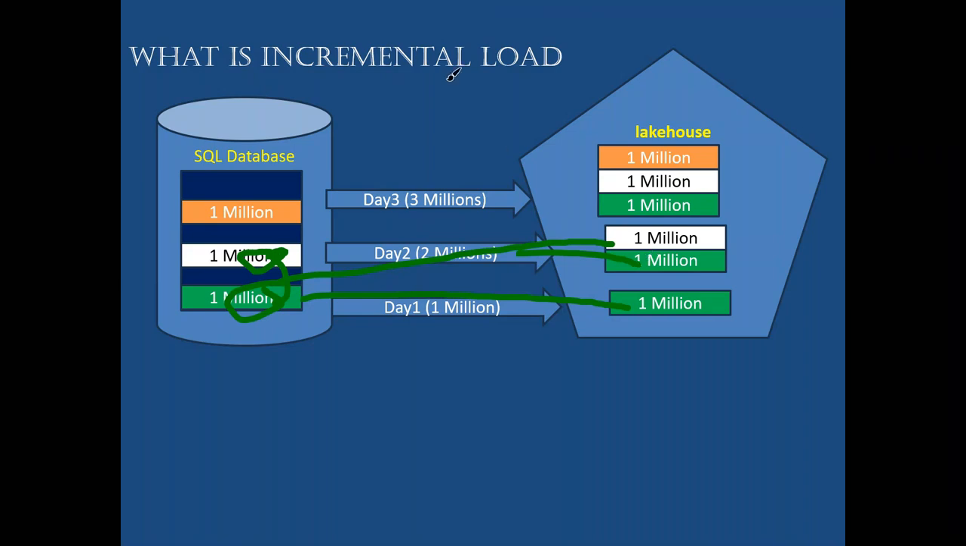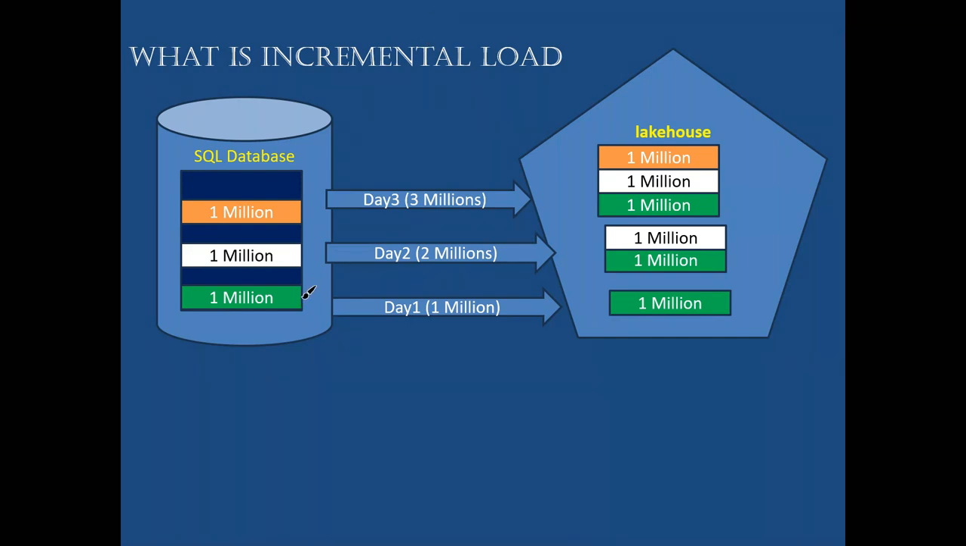Incremental load means whatever newly arrived, only that we need to copy. For example, for 3 days, 3 million. For 100 days, 100 million. If you keep on copying the same data again and again, it will increase the cost. It will take more time. So overall, your performance will be degraded like anything. That's why we should not go for the full load.